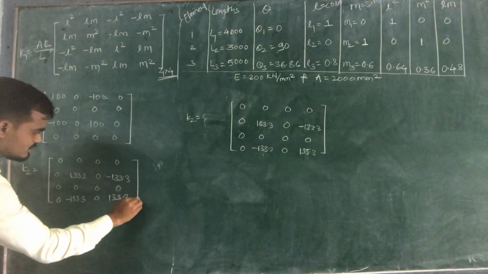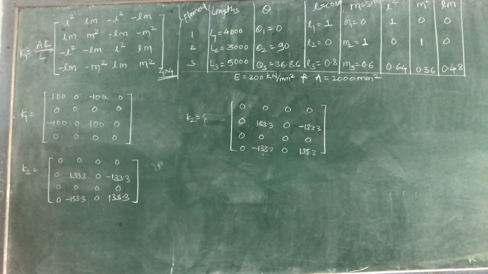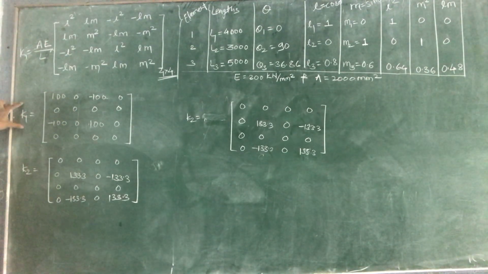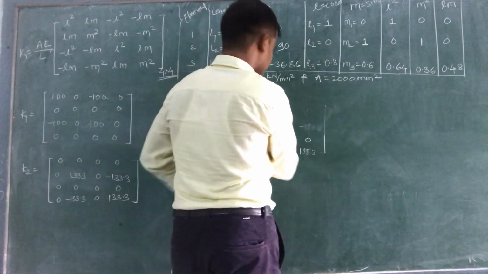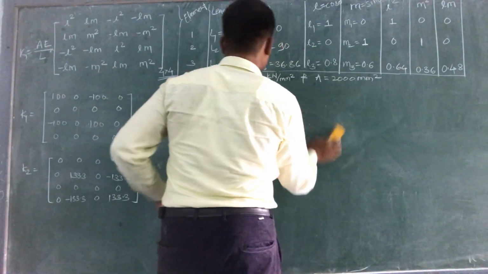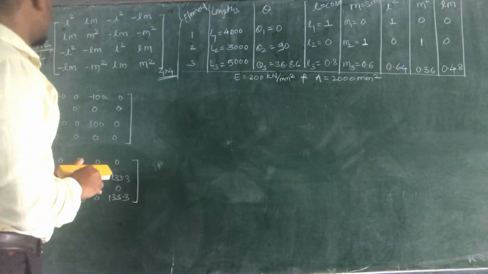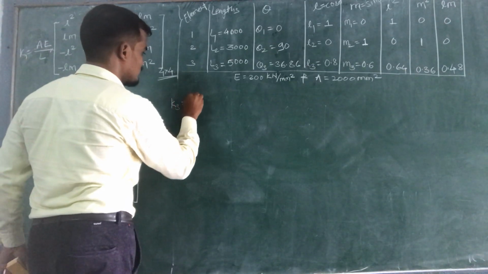So in this way, this is your second elemental stiffness matrix. You will get the first element. This is your first elemental stiffness matrix. This is your second elemental stiffness matrix. Now similarly, we will find out the third elemental stiffness matrix. So for the third elemental stiffness matrix, K3 is what?